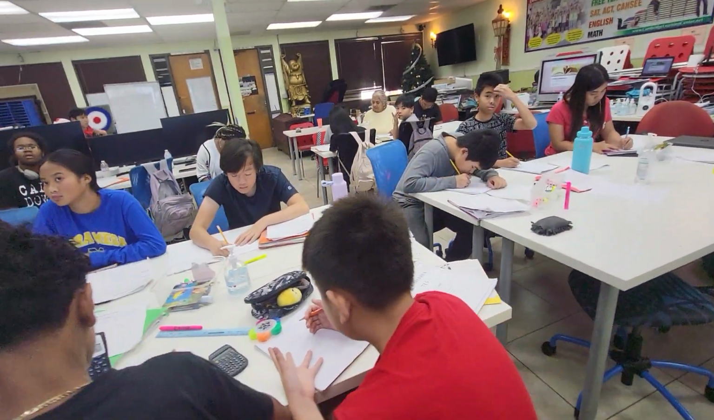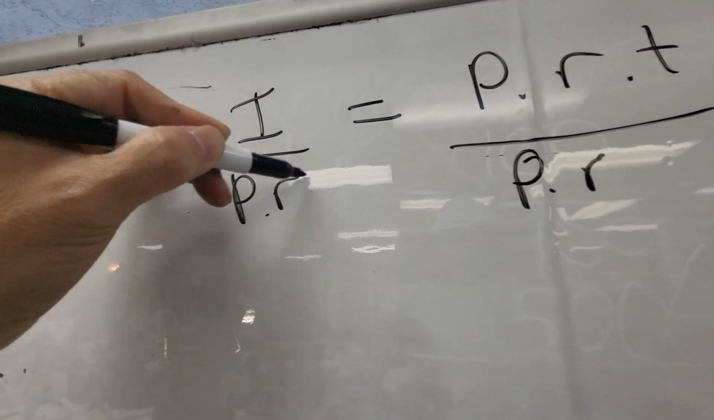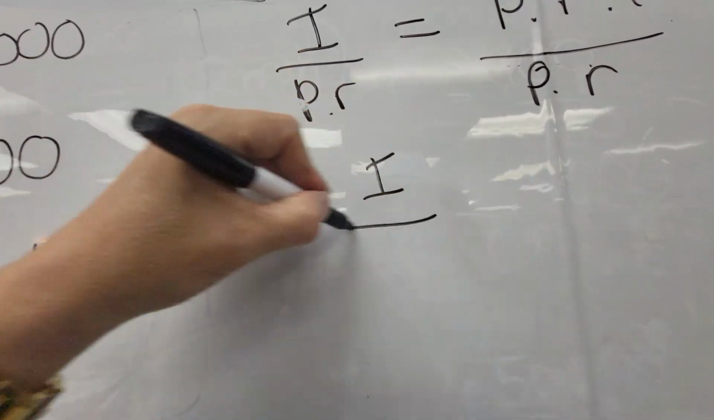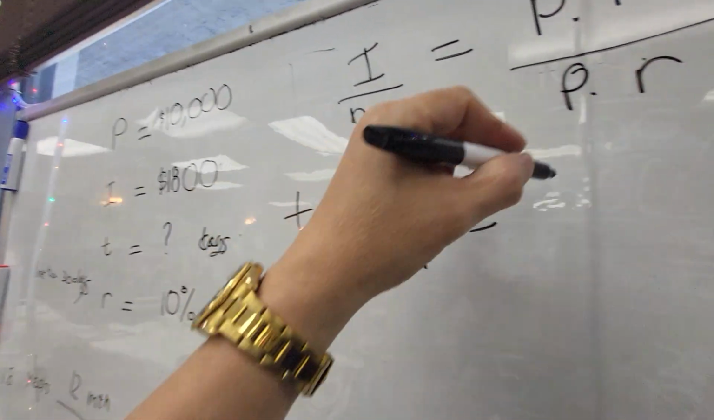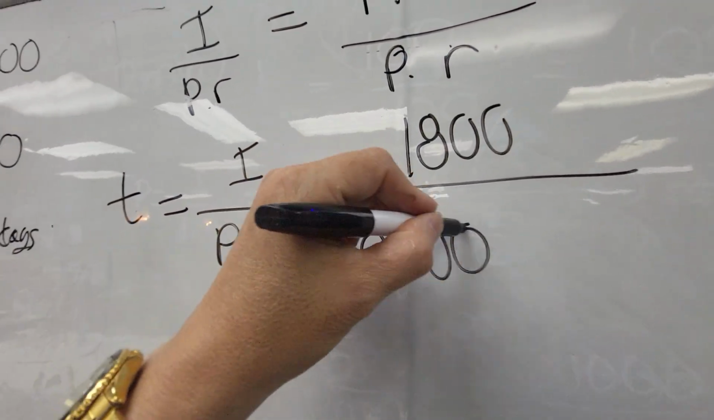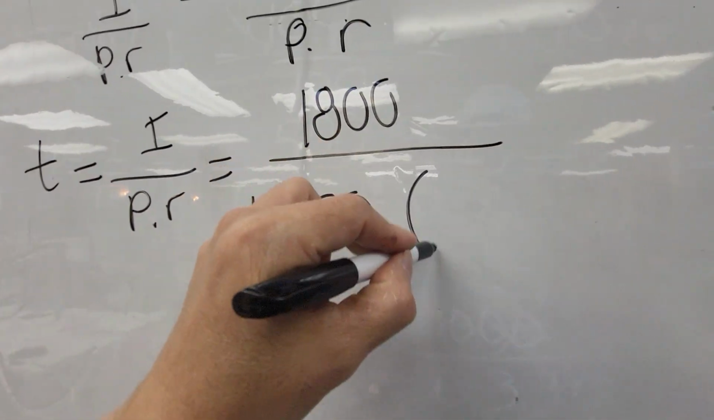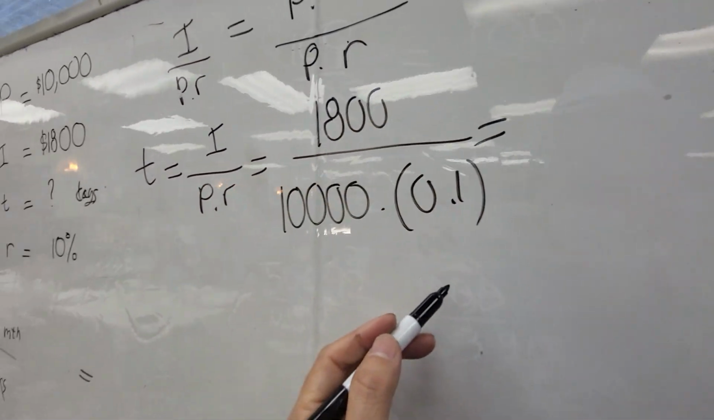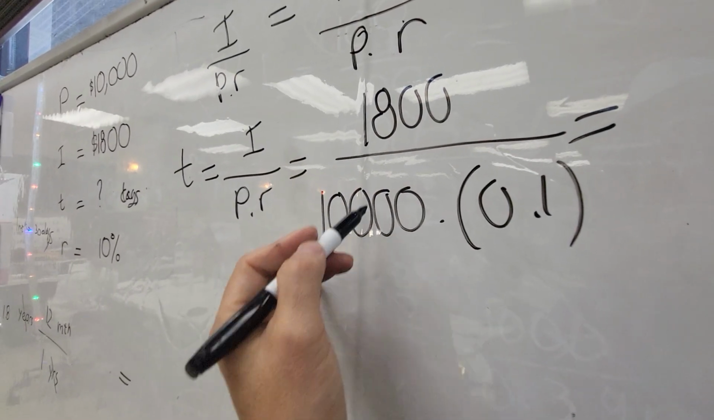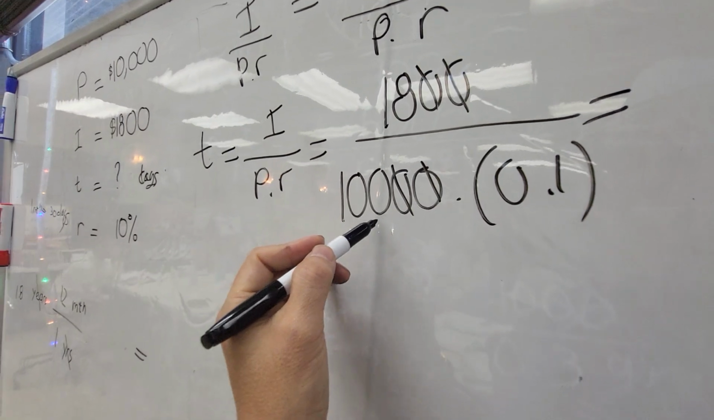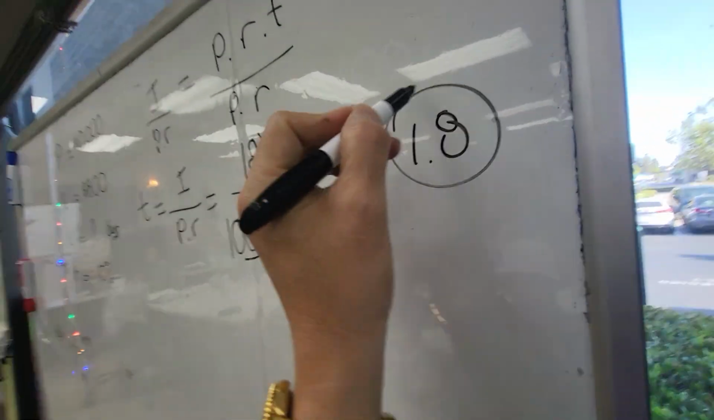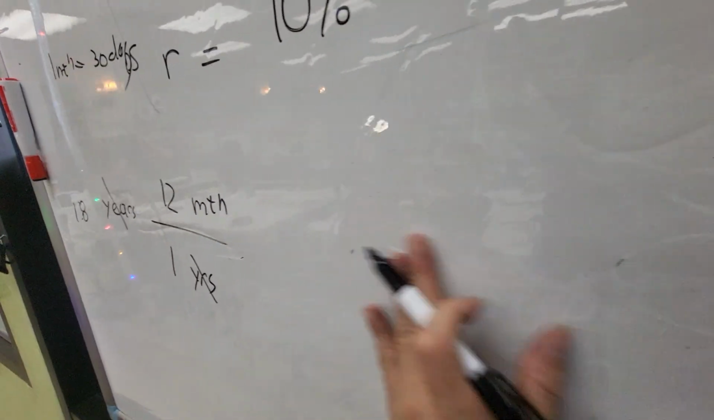Okay, here we go. So divide both sides by PR. All right, so T equals what? I over PR. I is what? 1,800. P is 10,000. And R is 10%. So 10% means this becomes 100. So boom, boom, boom, boom. And then this right here cancels out. So 18 divided by 10 is 1.8. All right, I confirm 1.8 is right. Then 1.8 years.